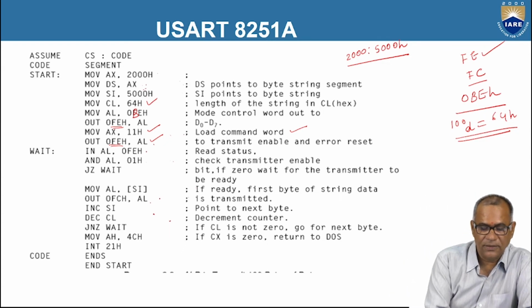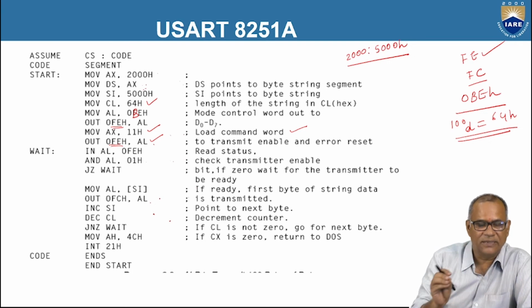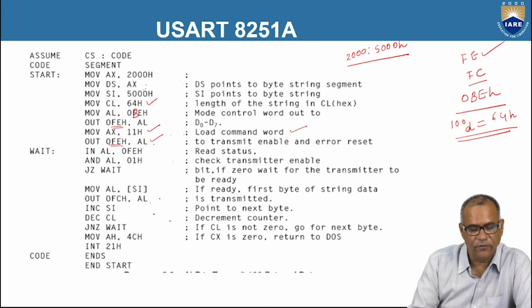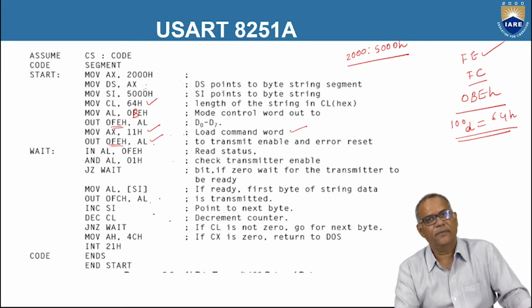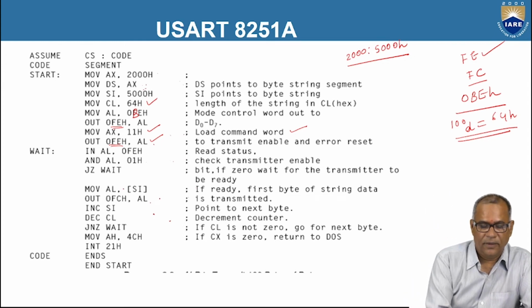Now in AL 0FEH. So get the data from the 8251A into the microprocessor. So that means you are reading the status of the 8251A. And AL is 01H. So we have to see whether the transmitter is enabled or not. So if it is not enabled, we have to wait.